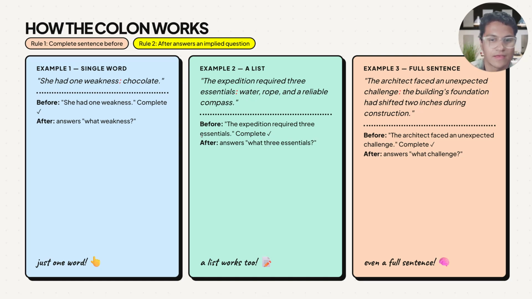The second example is the most well-known. It's a list. The expedition requires 3 essentials: water, rope, and a reliable compass. Once again, the first half is a complete sentence. The second half answers, what are the 3 essentials?